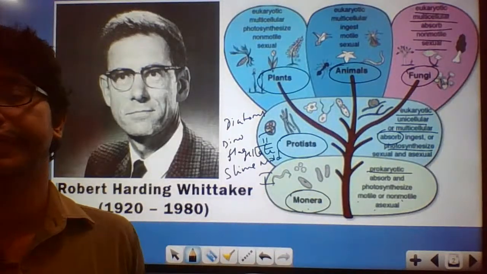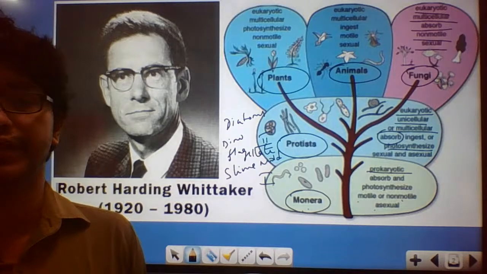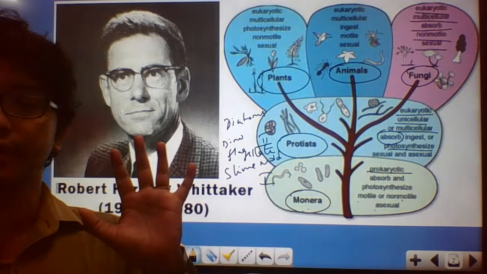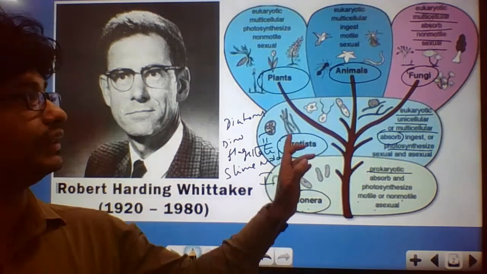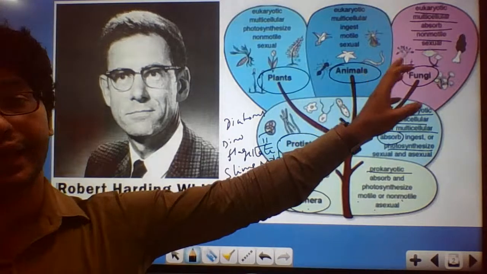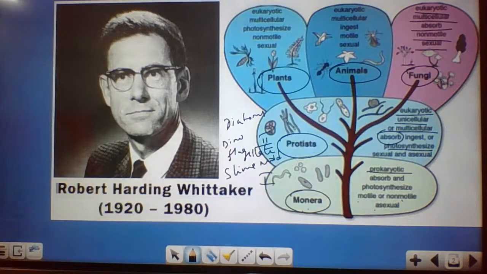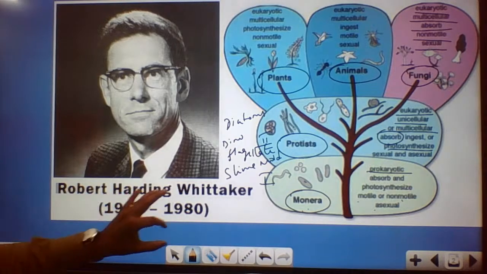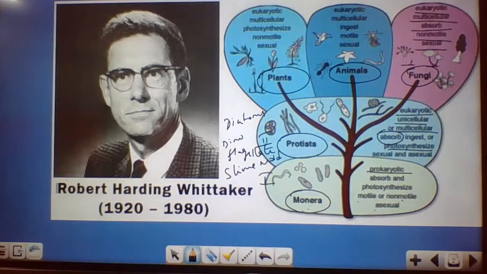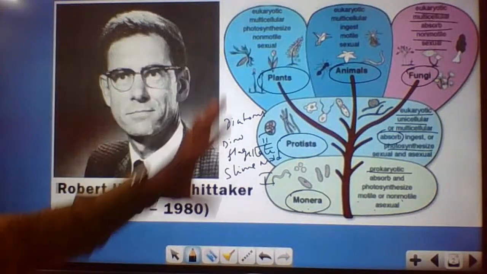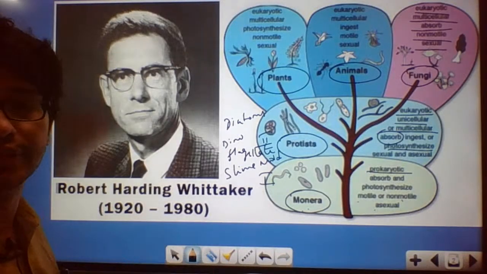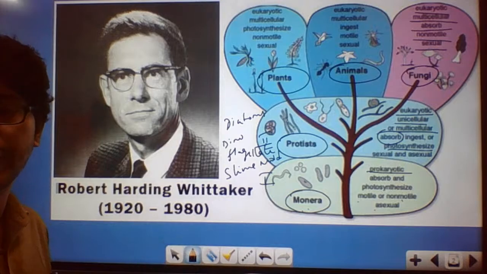So for that reason, we're giving importance to Whittaker's five kingdom concept because it clearly explained all the main five kingdoms: Monera, Protista, Plantae, Animalia, and Fungi. So this comprises the five kingdom concept, and Whittaker, whose full name is Robert Harding Whittaker, between 1920 and 1980. Okay, so this is the classification outline of the living organisms.